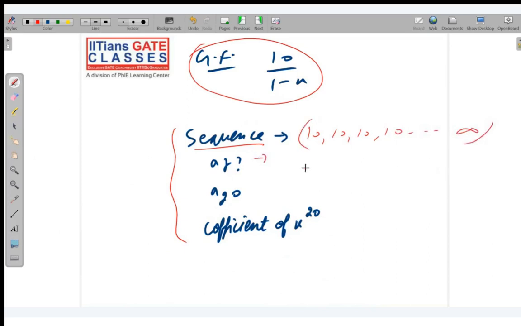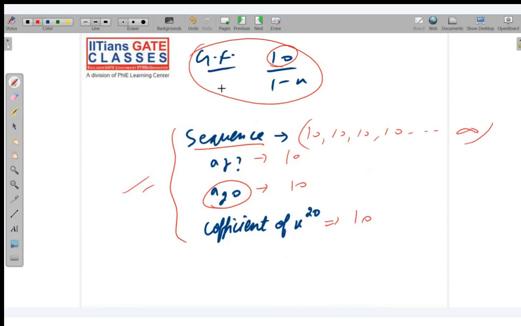What is a r? 10. What is a 1? 10. A 10 is 10. A 20 is 10. Coefficient of x power 20, this also is 10. Yes, that's it. So these are the type of questions which they will ask.